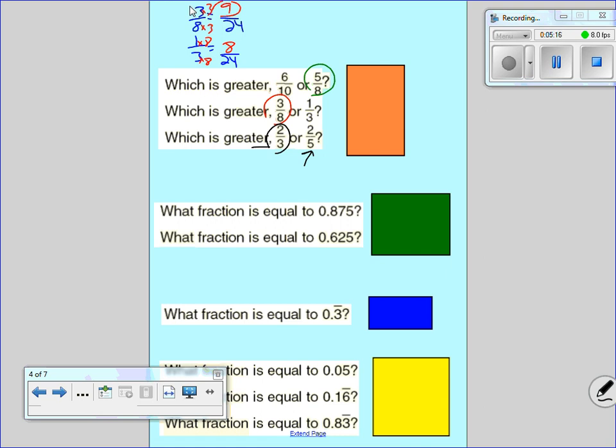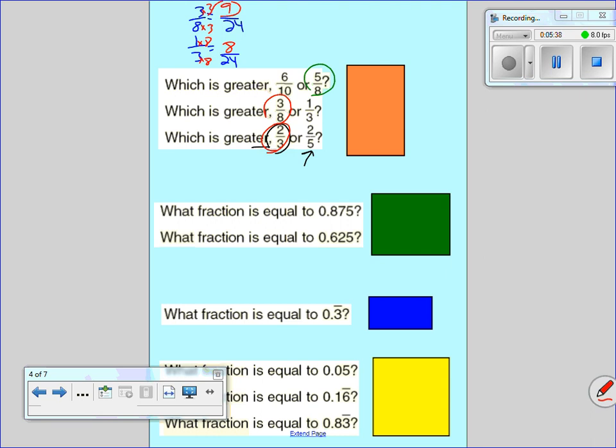So which one's greater? We know that the 2/3 is greater because the pizza with the 3 slices, each slice is going to be bigger than the pizza with 5 slices. So if I take 2 slices away from the 3 slice pizza, are you following? And then 2 slices away from the 5 slice pizza, obviously the 2/3 pizza is bigger.